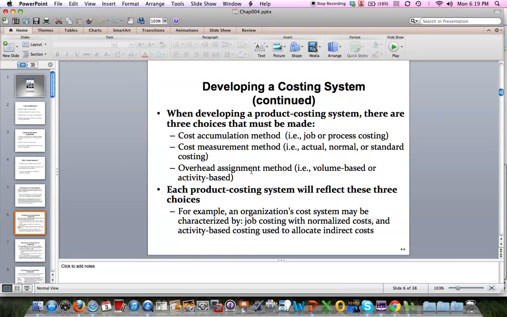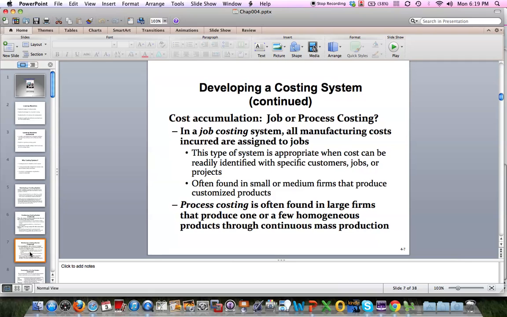We can have all kinds of different options within the same company based on what it is that we're manufacturing or what services we're delivering. It's really up to us. Okay, and we'll get into the nitty-gritties of each one of those a little bit more. We'll talk more about the actual, normal, and standard. That's going to be one of the next big ones to talk about here.